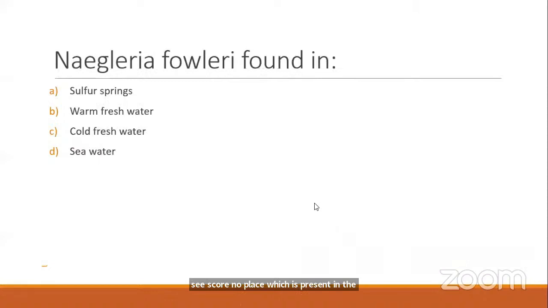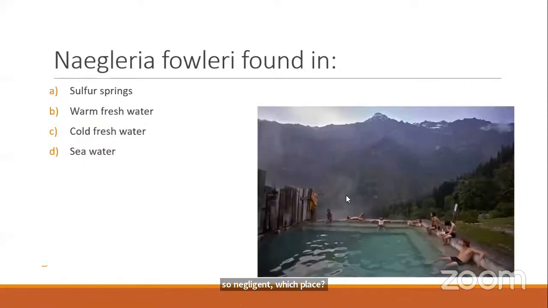So Naegleria fowleri is found in which place? Yes, it is warm fresh water. Those persons who go to an open pool in warm fresh water will be very much at risk of Naegleria fowleri, which can lead to primary amoebic meningoencephalitis.